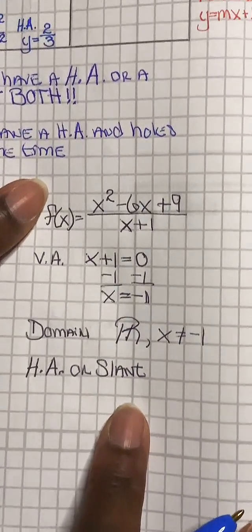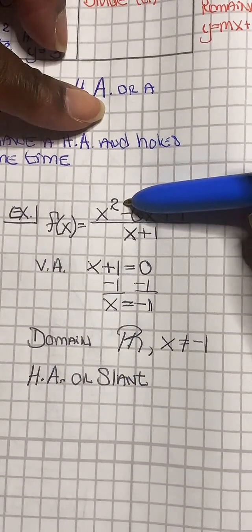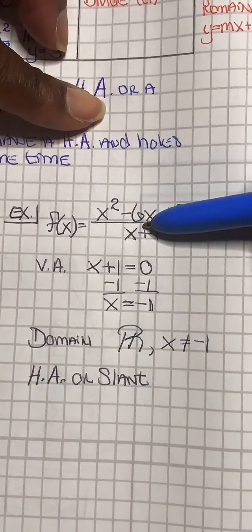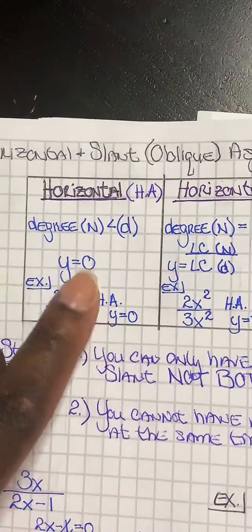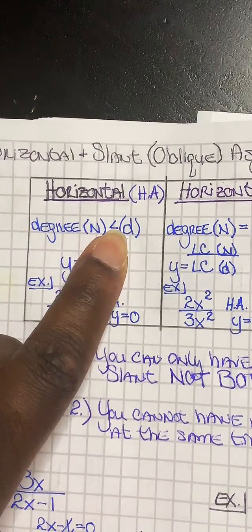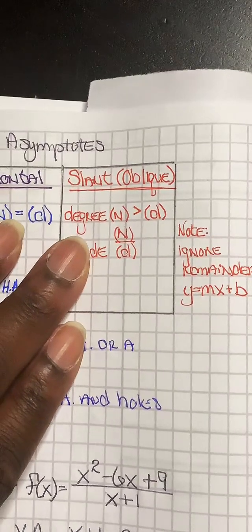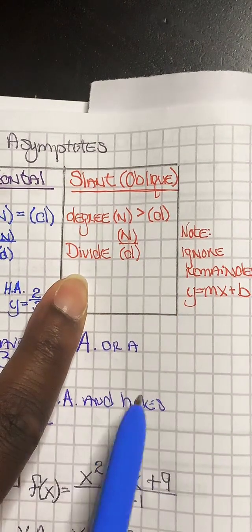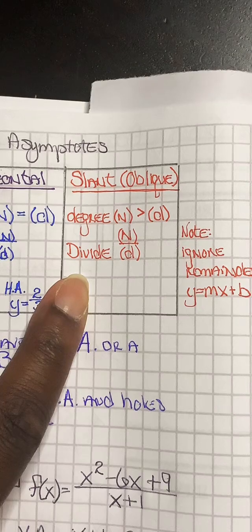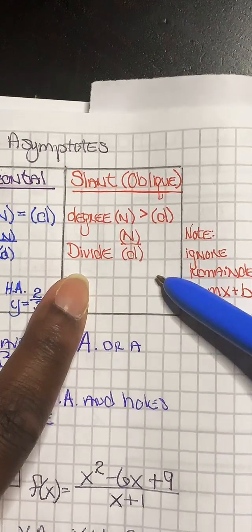So that means I am going back to the degrees. This is a degree of 2. This down here is a degree of 1. So if I come back up here, this one says when the numerator is less than the denominator, but that's not it. It's not equal either. So we definitely have a slant. Yes, so that's how you tell that you have a slant. You're looking at your degrees. If your numerator is larger than your denominator, you got a slant.